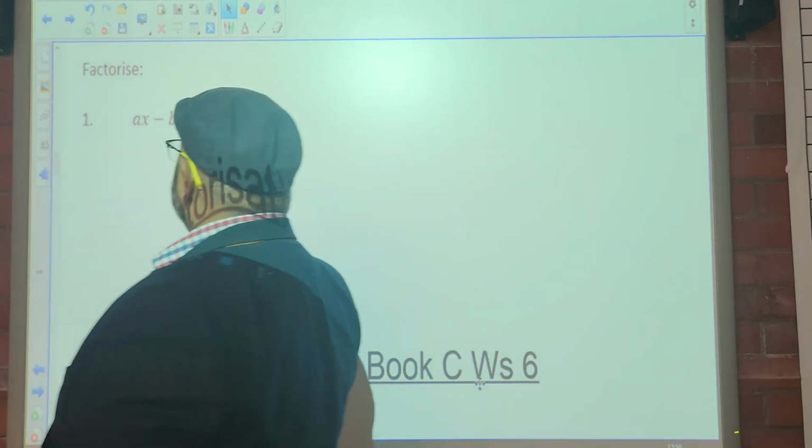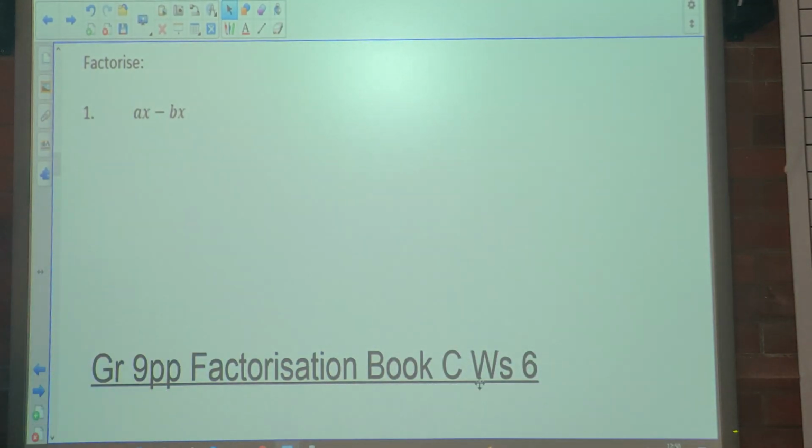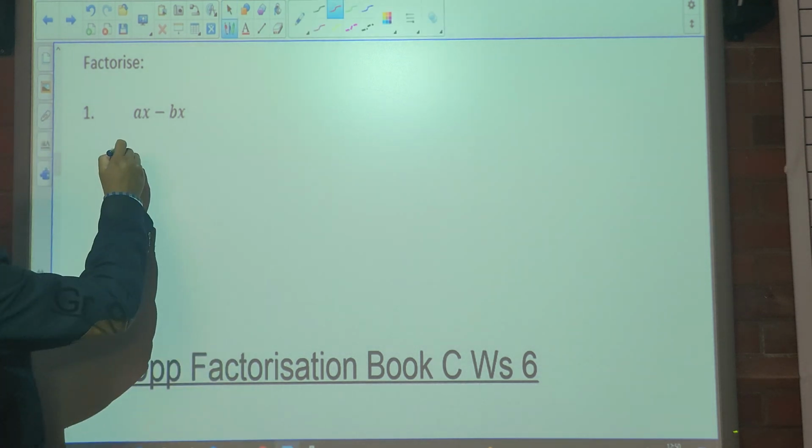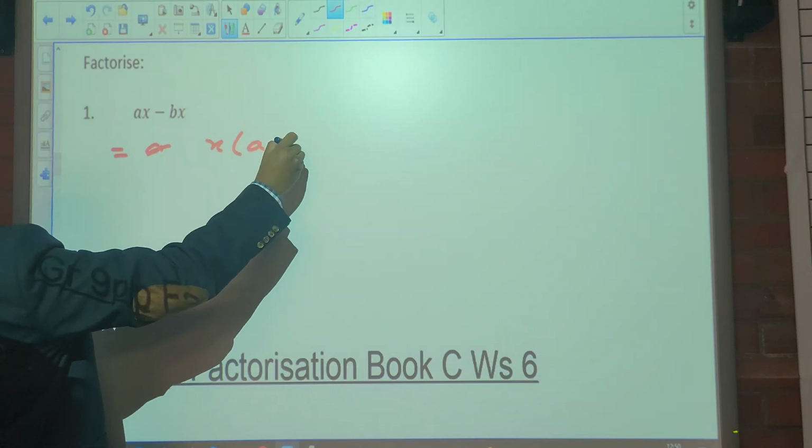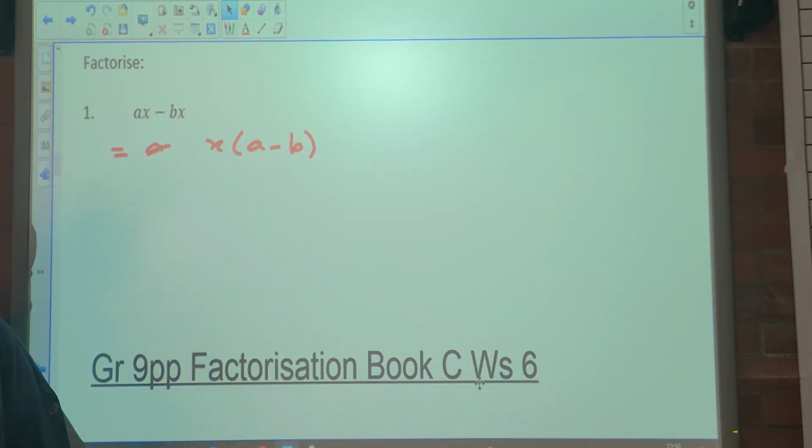People, worksheet 6. What do we see here? The question again says factorize. We've got ax minus bx. What is common? What are we left with? A minus b. You all agree with that?